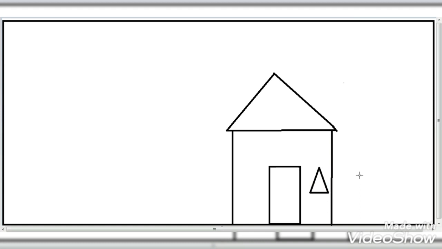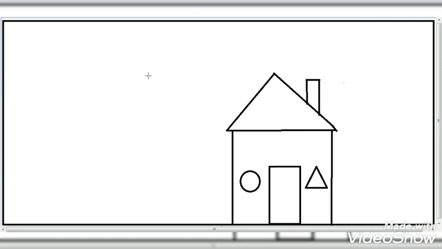Now we will take a triangle and make the window of this house. What is it? It is a triangle. A triangle has three sides. Now we will take a circle and draw a circle for another window. Do you know what a circle is? A circle has no sides. Now we will draw a chimney of this house with straight lines.